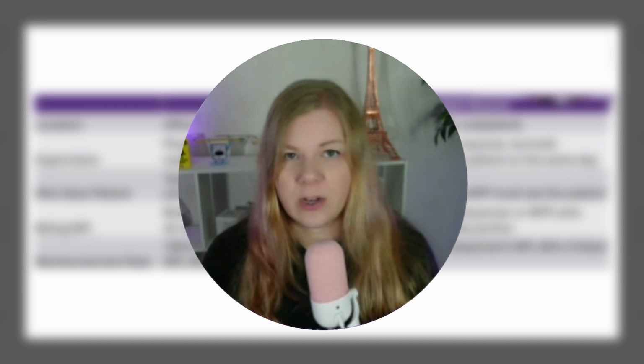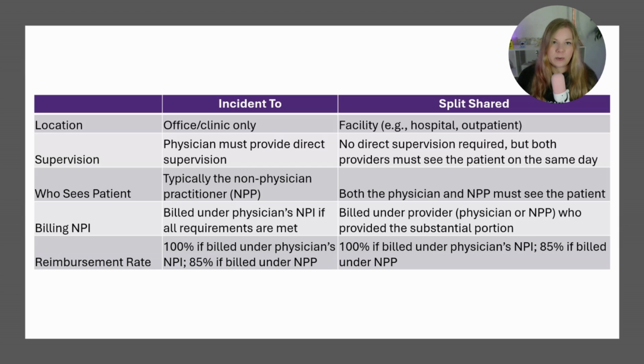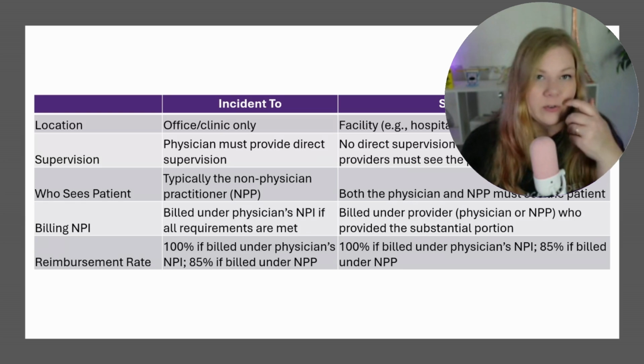We could have one provider coming in seeing the patient in the hospital, and then later in the day, the other provider comes in, but it has to be on the same day. Typically, when we're billing incident to services, who's seeing the patient is the NPP. The physician has to be on site and providing that direct supervision, but they are actually not the ones seeing that patient that day. In split shared, they're both seeing that patient on the same day.